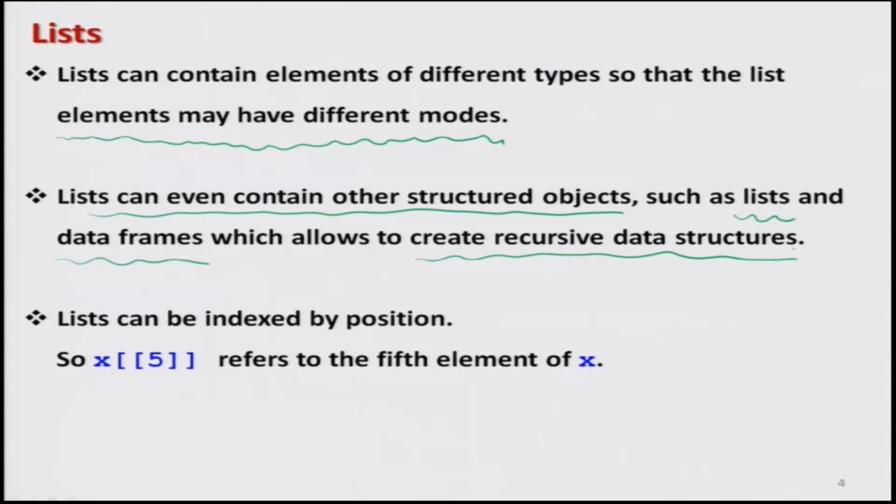The list also has an index option. That means the entries in the list can be indexed by their positions. For example, just for the sake of illustration, if I create a list denoted here by x, then if I write inside double square brackets 5, this 5 is referring to the fifth element in the variable x. So, that is another advantage of using a list, that all the entries can be indexed.